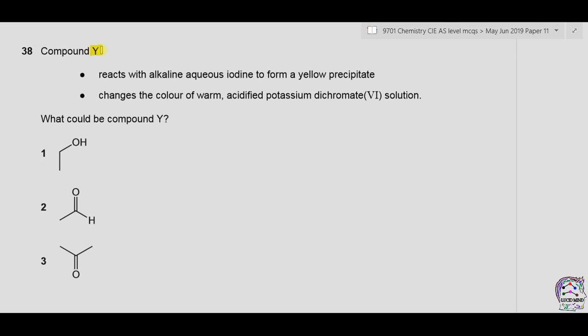Question 38. Compound Y reacts with alkaline aqueous iodine to form a yellow precipitate. It changes the color of warm acidified potassium dichromate(VI) solution. From the first reaction, we can infer that compound Y consists of CH3C=O or CH3CH(OH), because only these groups, if present in a compound, will give a positive result with alkaline aqueous iodine.